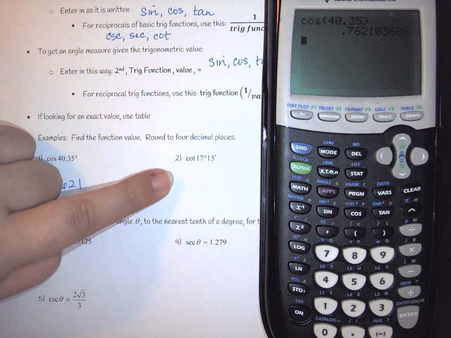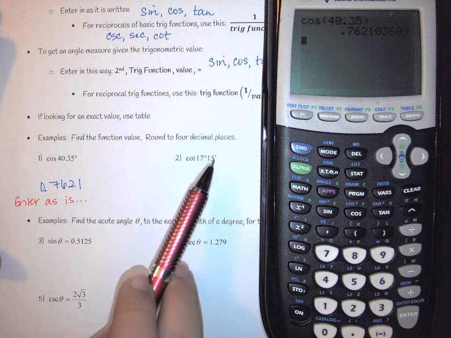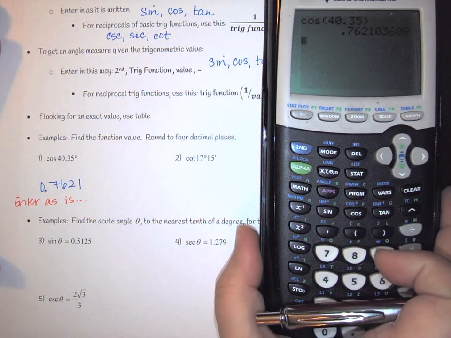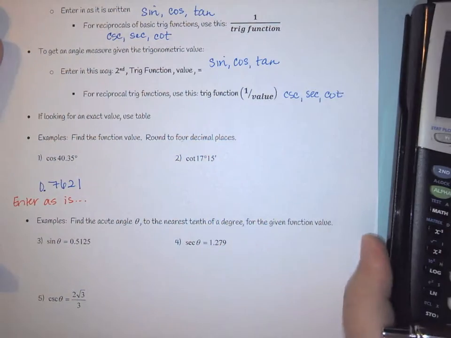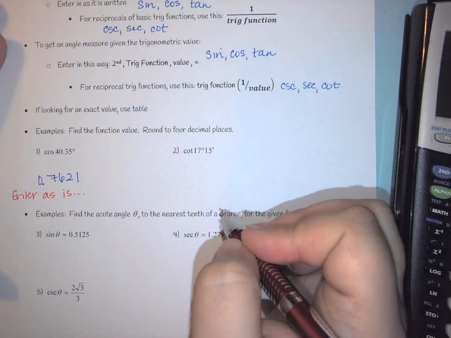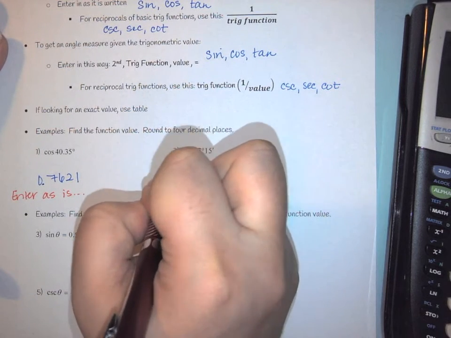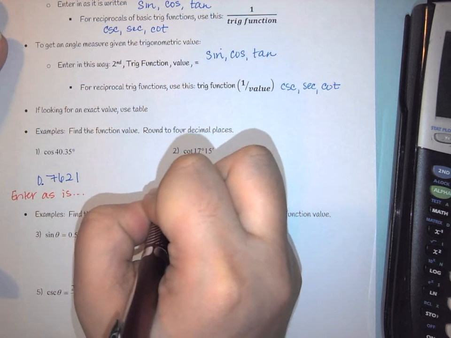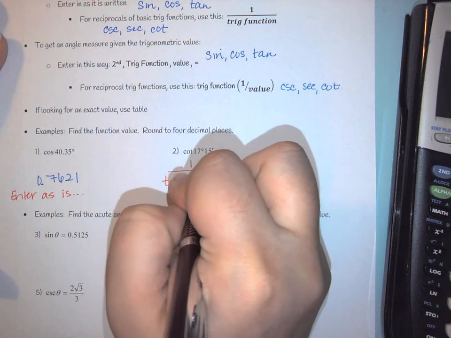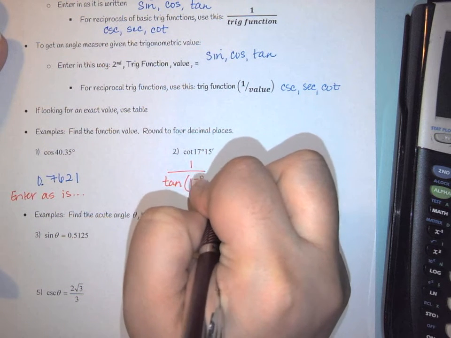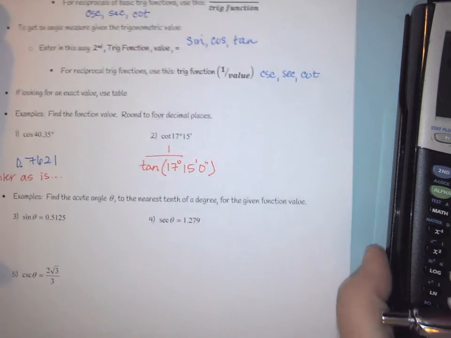Now, on this other one, not only do we want the cotangent, but we also want degree, minute. Now remember, when we're entering in the degree, minute, seconds, we need to enter it in using all of it. So in this case, we are going to use 1 divided by the tangent, open up parentheses, of my degree, so 17 degrees, 15 minutes, 0 seconds. And so that is what we're going to enter into the calculator. So let's see how that works.